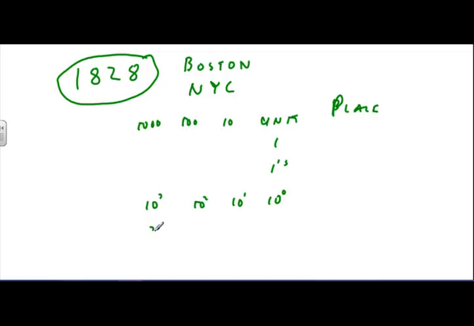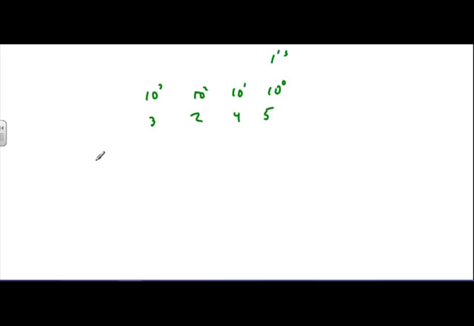And now if I have 3, 2, 4, 5, that's 3,245, but it means 3 times 10 to the cubed plus 2 times 10 squared plus 4 times 10 to the first plus 5 times 10 to the 0.